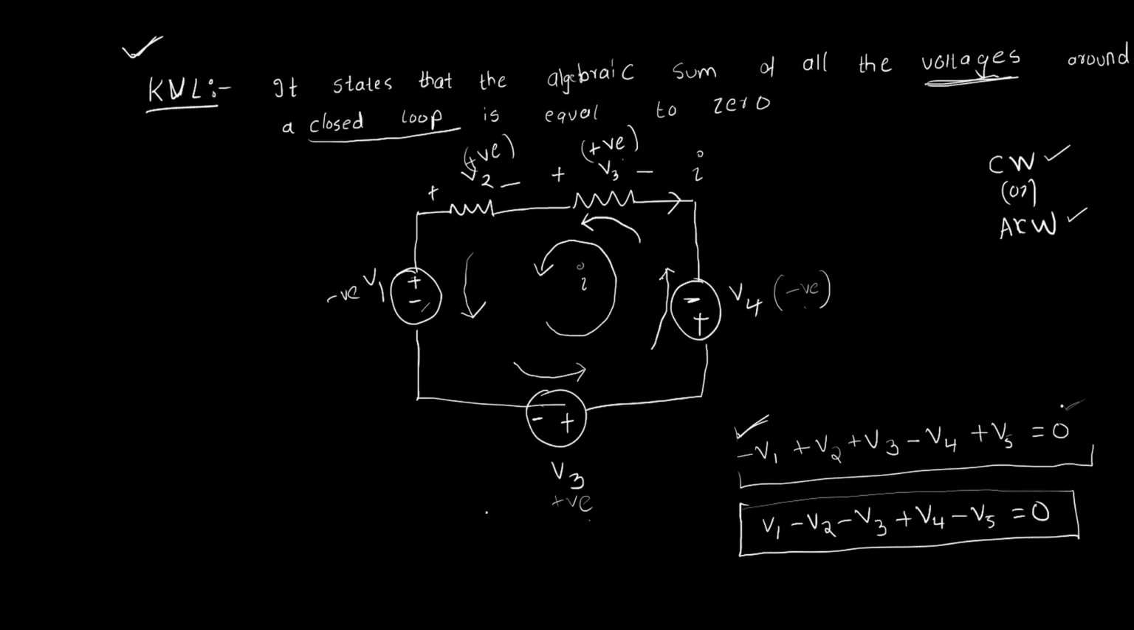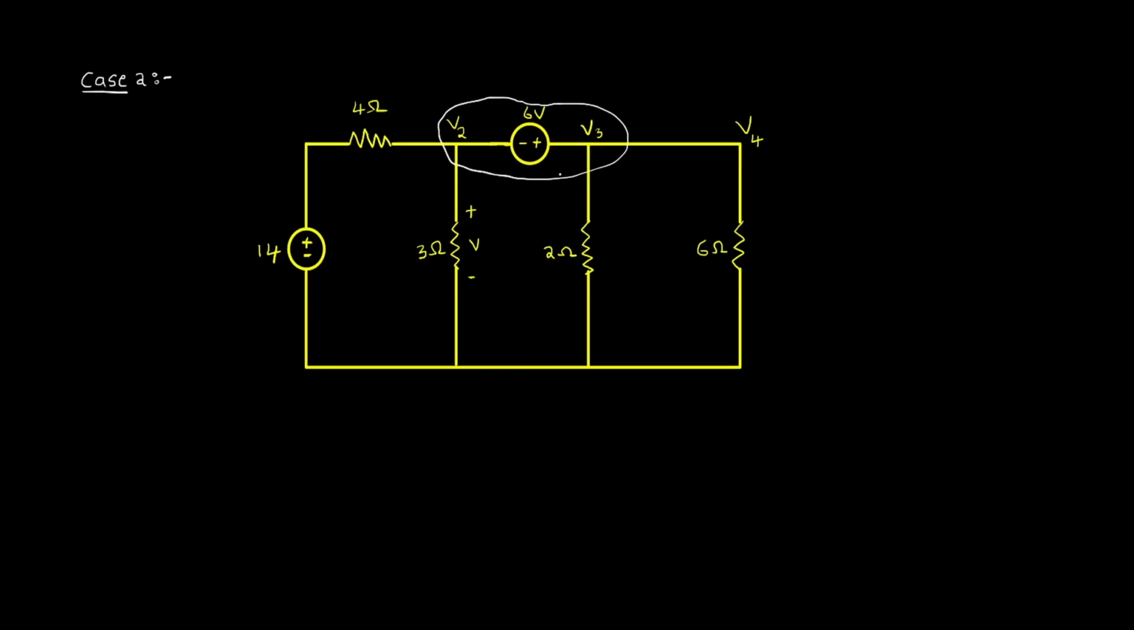Now let us go back to our problem to see how to solve nodal analysis if we have a voltage source. Here we have a super node, so we need to apply the KVL rule to obtain a relation between V2 and V3. If we rearrange the circuit here, this will be V2. I am rearranging this super node here. So this will be V2, V3, and this will be 6 volts.